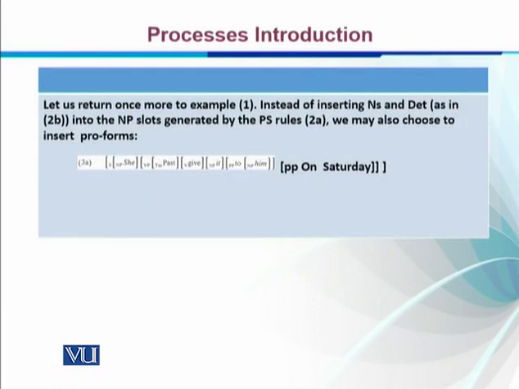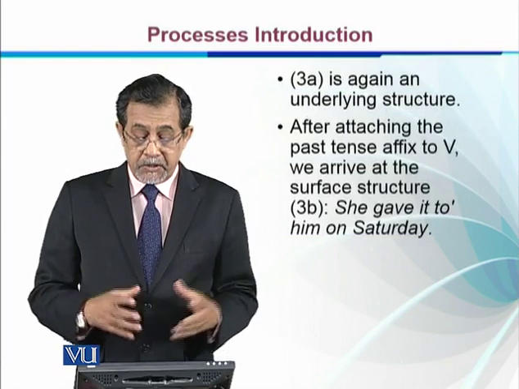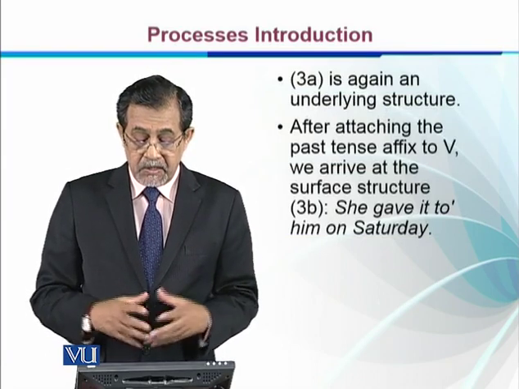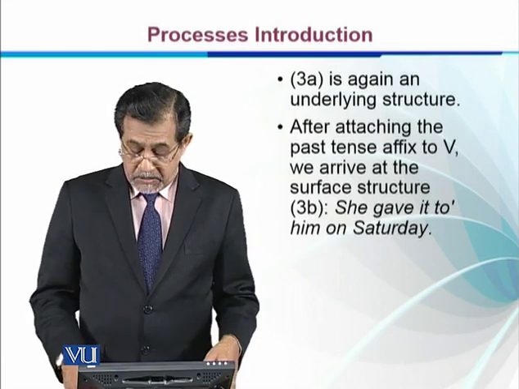Instead of inserting nouns and determiners into the noun slots, we can also use proforms. For example, after inserting proforms, we get the sentence: she, then gave, past tense, then noun phrase it, and then noun phrase him on Saturday. So what we have done is inserted pronouns instead of the determiner plus noun. So this is also possible. This is another kind of process, right? So 3a is again the underlying structure. After attaching the past tense suffix to the verb, we arrive at the surface structure: She gave it to him on Saturday, right?